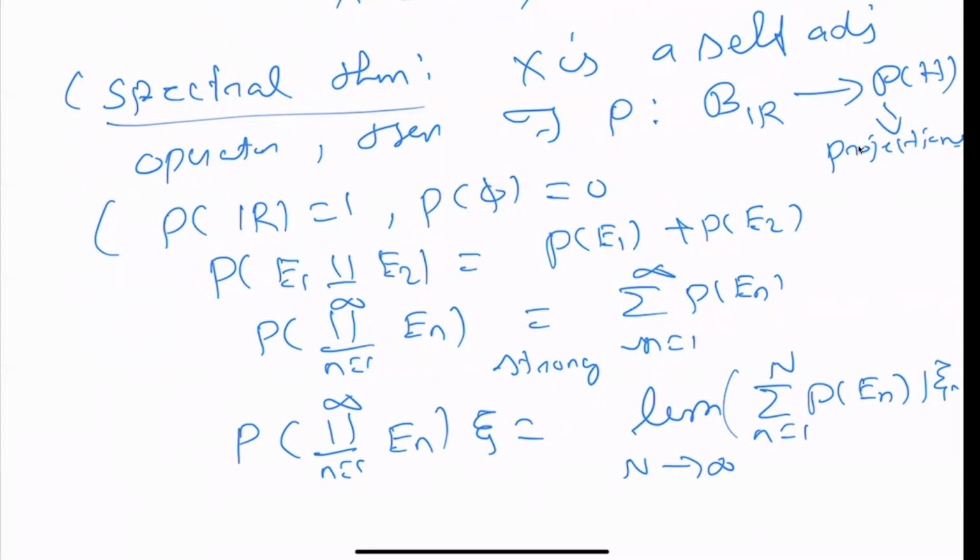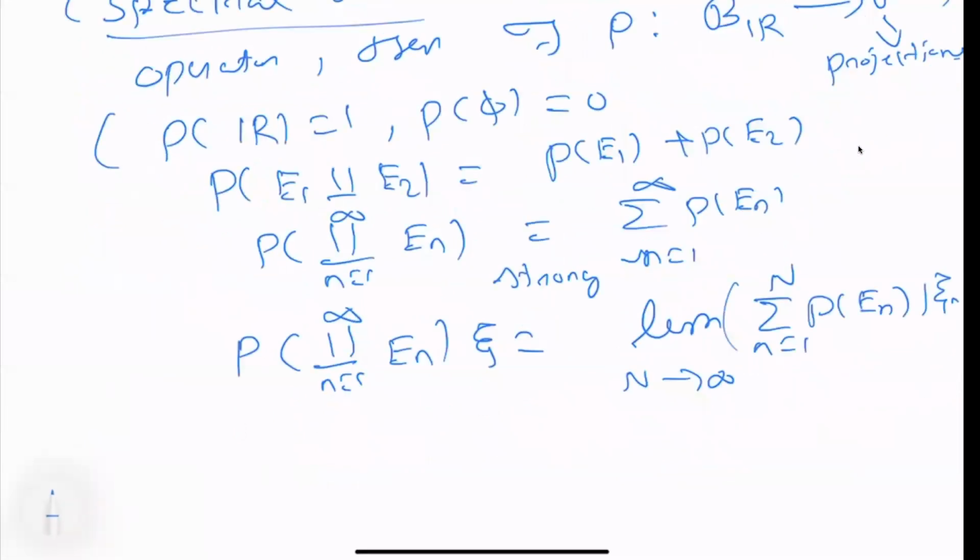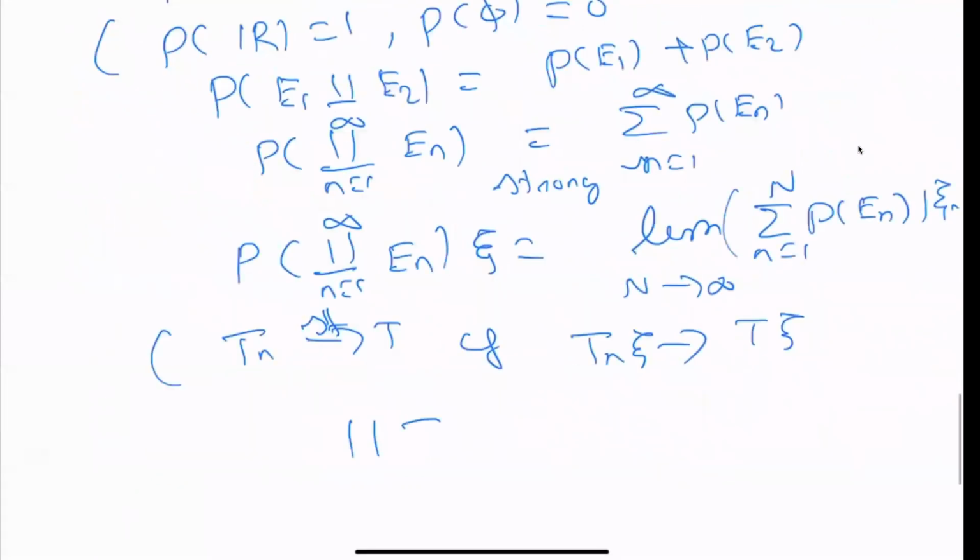An operator Tn converges. This is the definition of strong convergence. Tn converges to T strongly if Tn xi converges to T xi. Norm convergence means the norm of Tn minus T should go to 0. On the space of bounded operators, there are many topologies. The usual topology is the norm topology. We will always be using the strong convergence, because there is an underlying von Neumann algebra and other things. If Tn minus T goes to 0, this is what is called norm convergence. Here we will not be talking about this. We will be talking about the strong convergence.